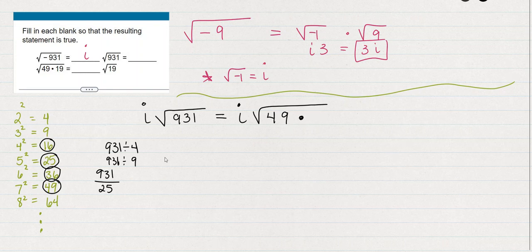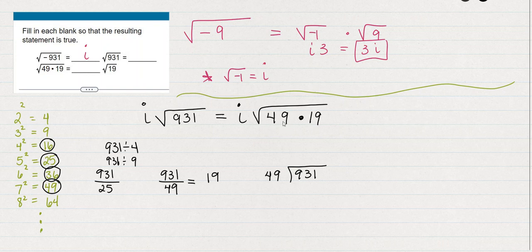And 931 divided by 49 gives us 19. Or maybe think of it this way, 931 divided by 49 is 19. Any way you look at it, 931 divided by 49 gives us 19. But what was so special about the 49? What's special about the 49 is that it's a perfect square. So when that perfect square 49 divides into 931, I get this 19 as a quotient.